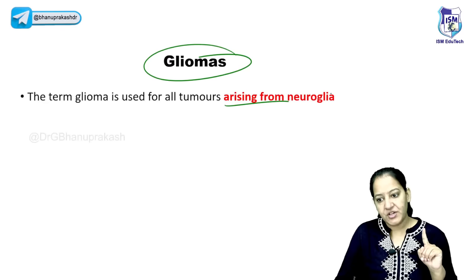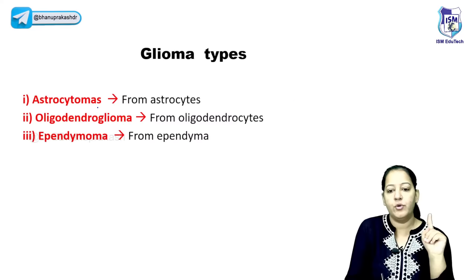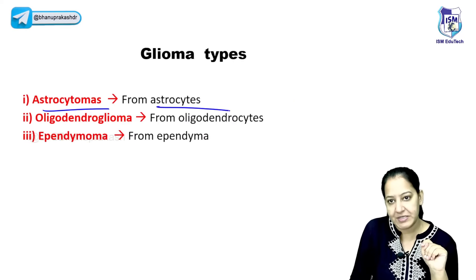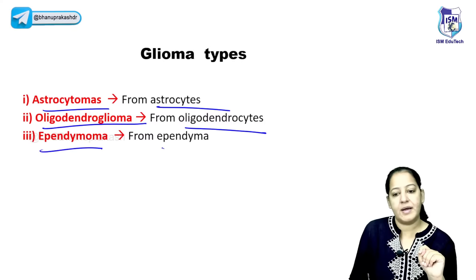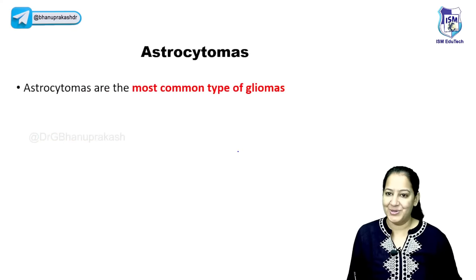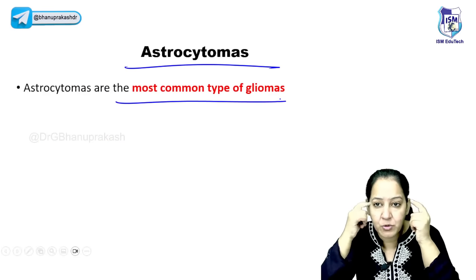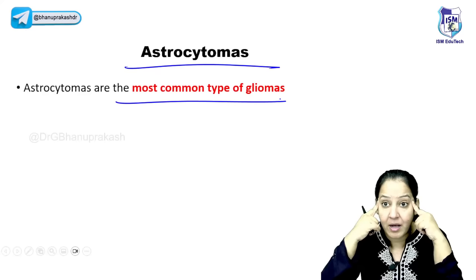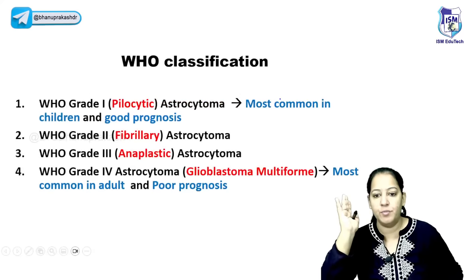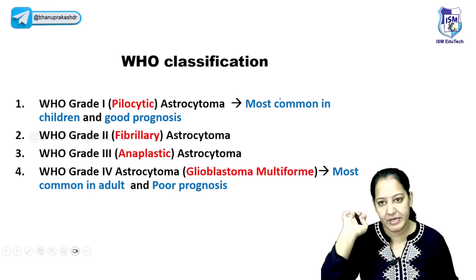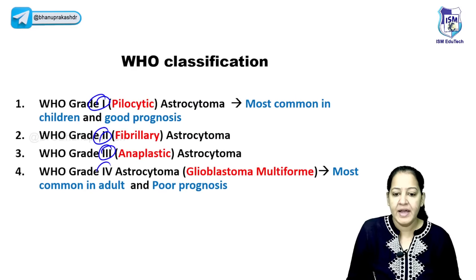Gliomas are the tumors which arise from the neuroglia, the supporting cells. There are three types of gliomas, as I already told you. Astrocytoma arises from astrocytes, oligodendroglioma arises from oligodendrocytes, and ependymoma arises from ependymal cells. Now let's start astrocytoma. Astrocytoma is the most common glial tumor. What is the most common brain tumor? Say glioma. What is the most common glioma? Astrocytoma. So finally, astrocytoma is the most common brain tumor. It is of four types, but I will teach you only two. But you must understand it is of four types: grade 1, grade 2, grade 3 and grade 4.